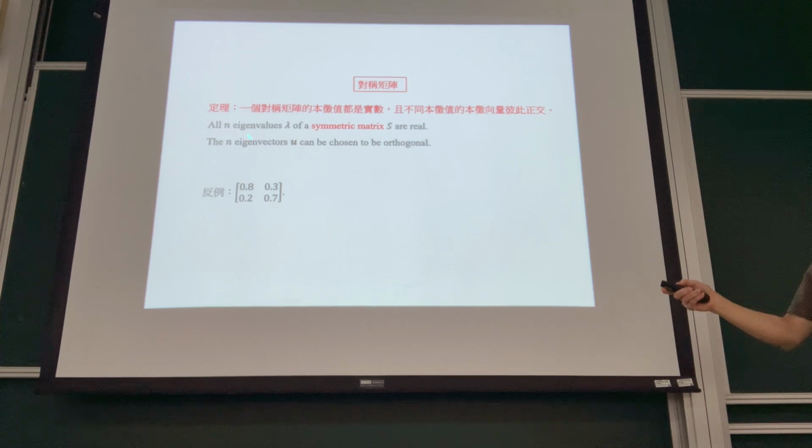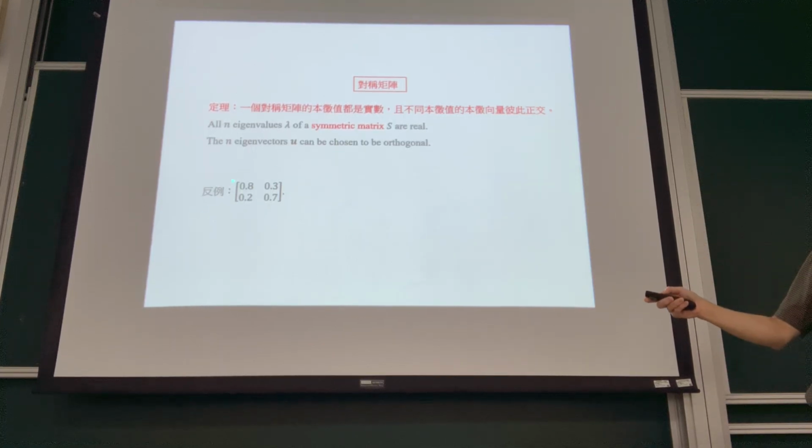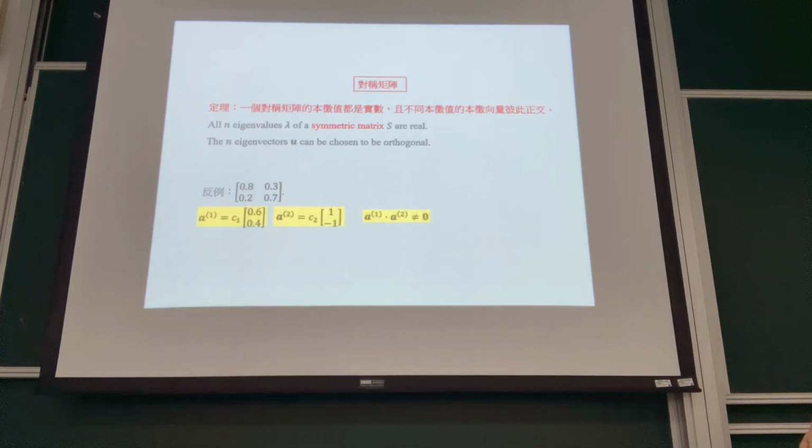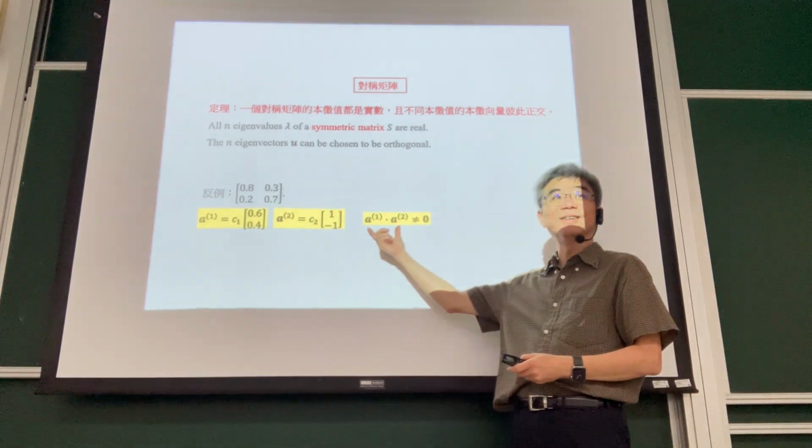The second, also as part of the theorem, I can also prove that all the n eigenvectors can be chosen to be orthogonal. By orthogonal, I mean they are perpendicular to each other. Let me give you a counter example. For example, this is 0.8, 0.2, 0.3, 0.7. That's the matrix we have been working with for a long time. And then the eigenvectors are 0.6, 0.4, and 1, minus 1. You can easily convince yourself they are not perpendicular.